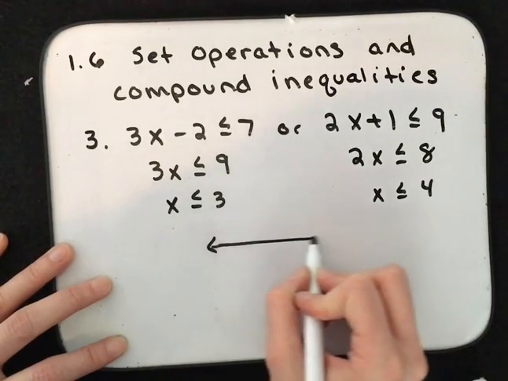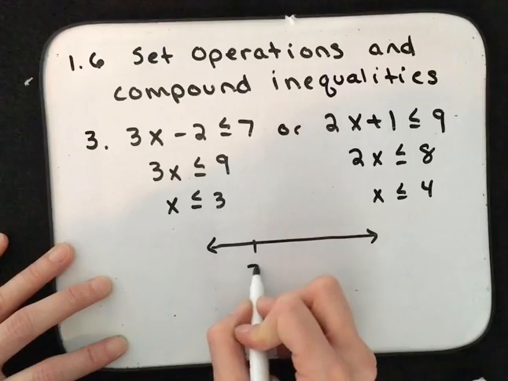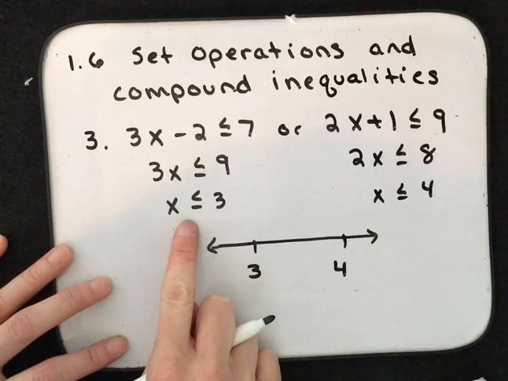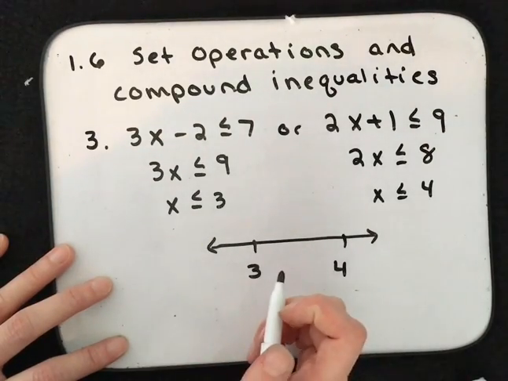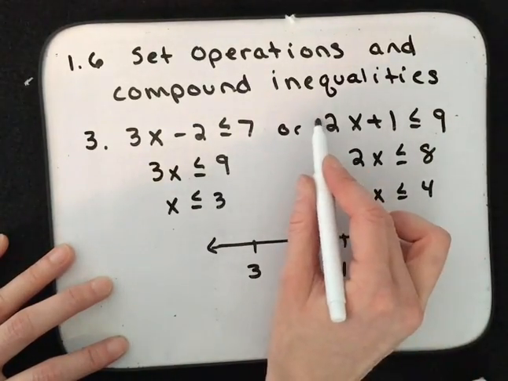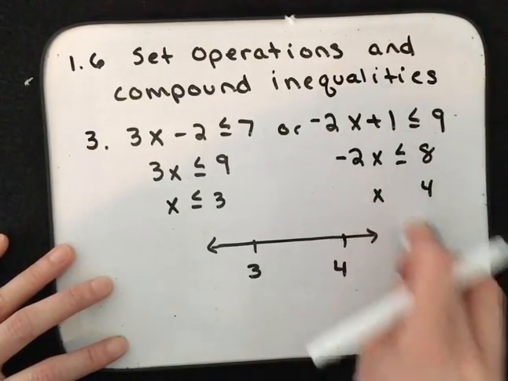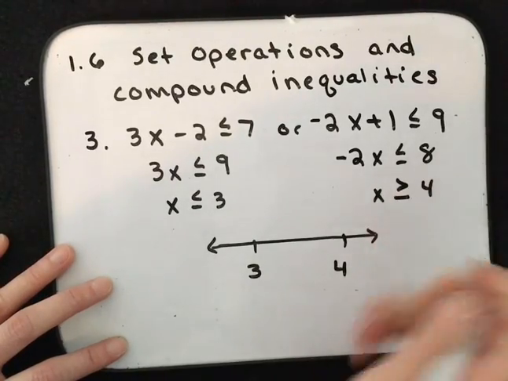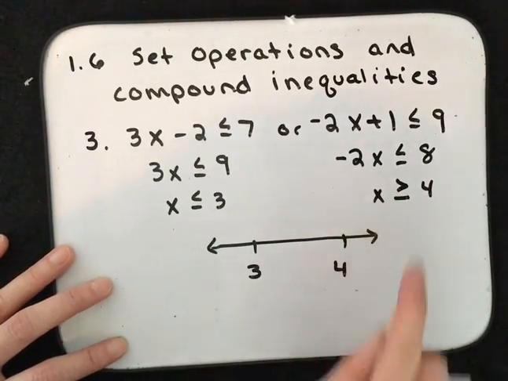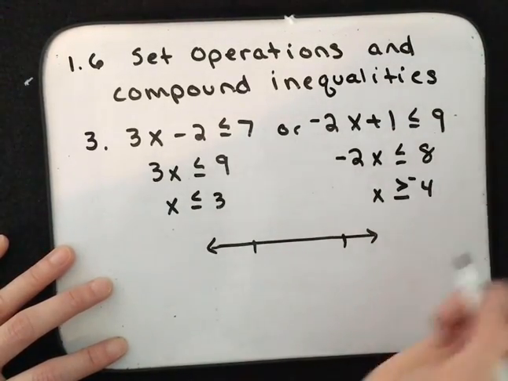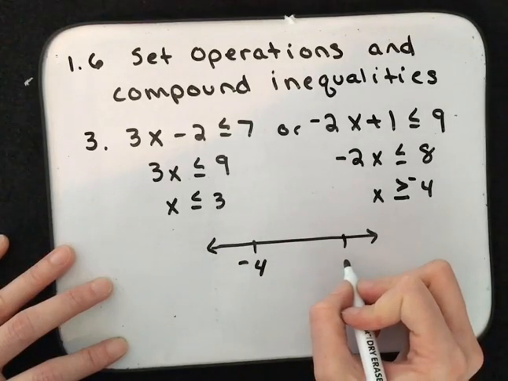Let's look at our number line. So here's 3 right here, here's 4. I have an or. This is x is less than or equal to 3. Oops, I copied the problem wrong. That was supposed to be a negative 2. Let's fix it. I divided by a negative, so I need to switch my inequality sign. Let's fix this. So that's going to be negative 4. There we go.